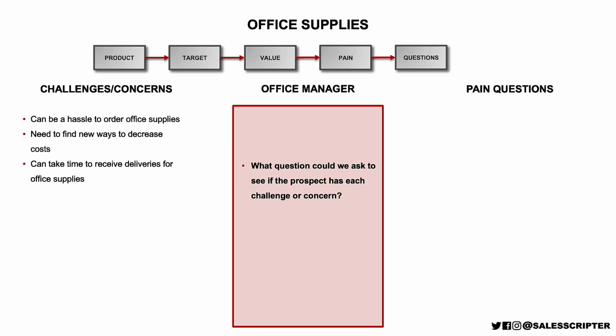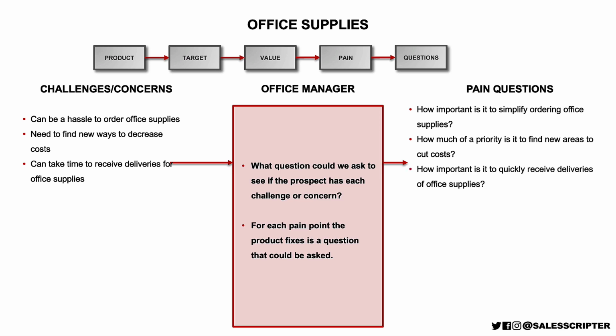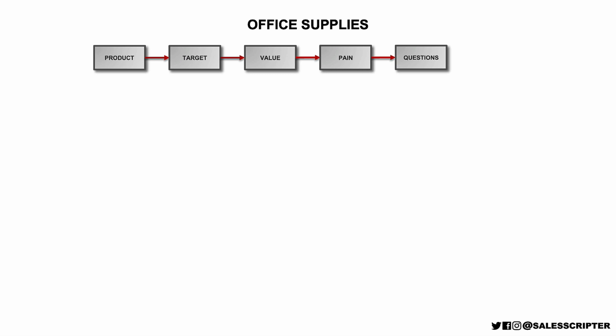So we can look at each pain point and ask ourselves, what question could we ask to see if the prospect has that particular pain point? Because for each pain point that the product fixes, there's a question that could be asked. So we could go through these one at a time to come up with some questions, which are, how important is it to simplify ordering office supplies? How much of a priority is it to find new ways to cut costs? How important is it to quickly receive the deliveries for the office supplies you order? So that's one set of questions that we refer to as pain questions.